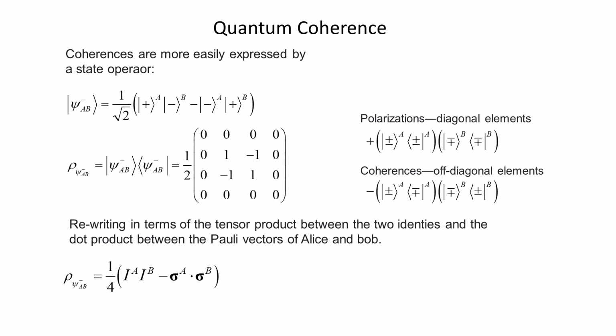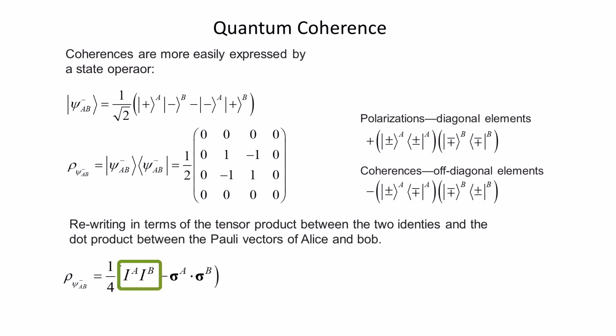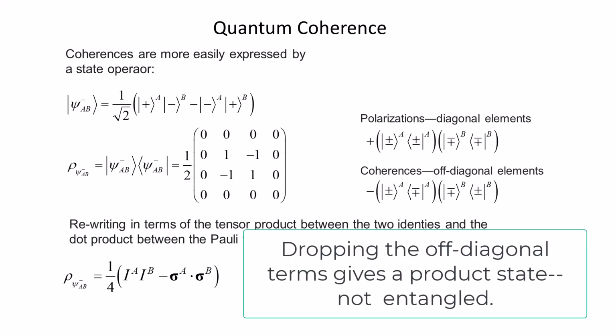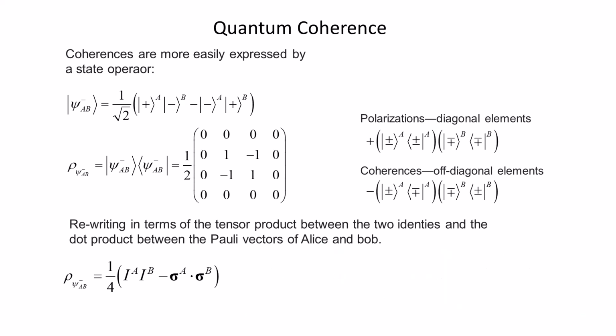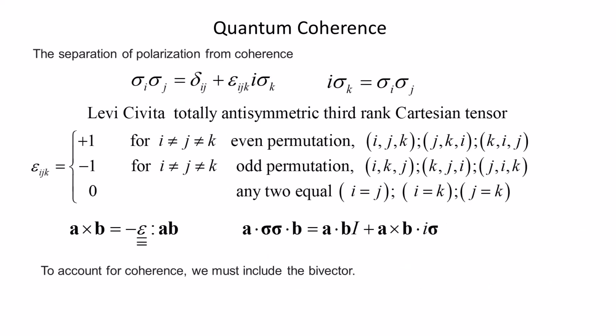It is not necessary to deal with matrices. This singlet state operator can be written as the tensor product between the two identities of Alice and Bob, and the dot product between their two Pauli spin vectors. Now, the point I want to make at this stage is that if those two -1 off-diagonal terms are dropped, then we get the product state. Therefore, one can surmise that the mustache contribution that causes the violation of Bell's inequalities must be due to those off-diagonal coherence terms. This leads us to the starting point of the theory I am presenting.